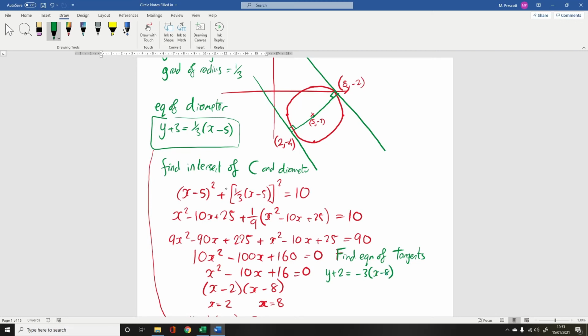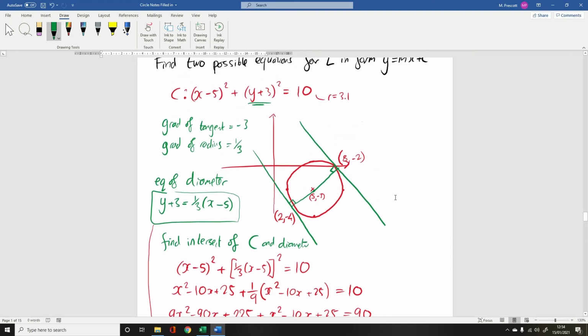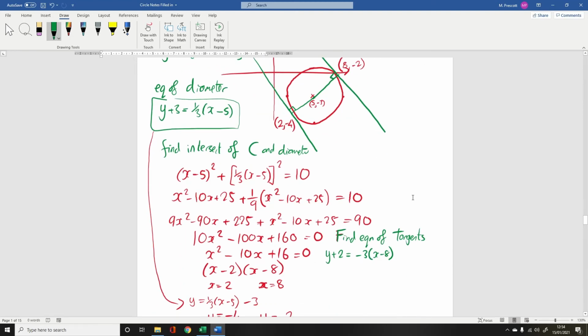I don't think it gives us a specific form that we need, does it? Oh yeah, form y equals mx plus c. So we're going to need to expand that. Minus 3x plus 24 minus 2, so plus 22.